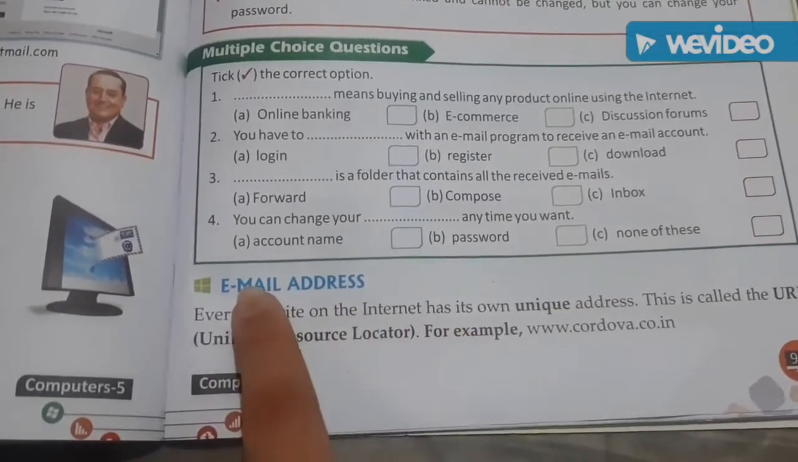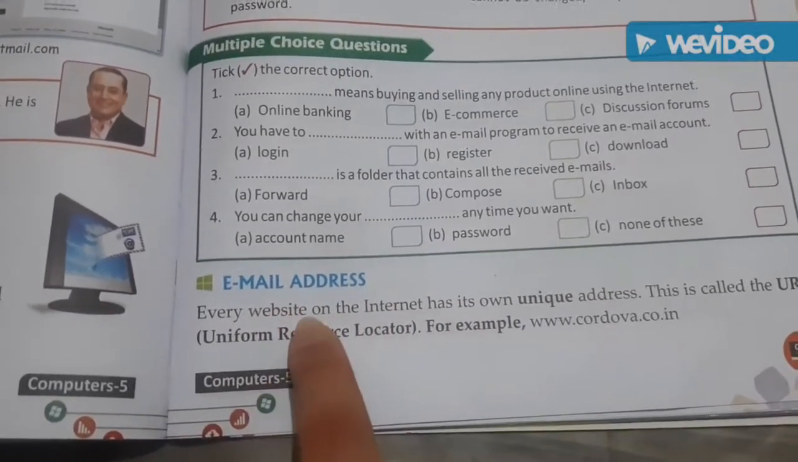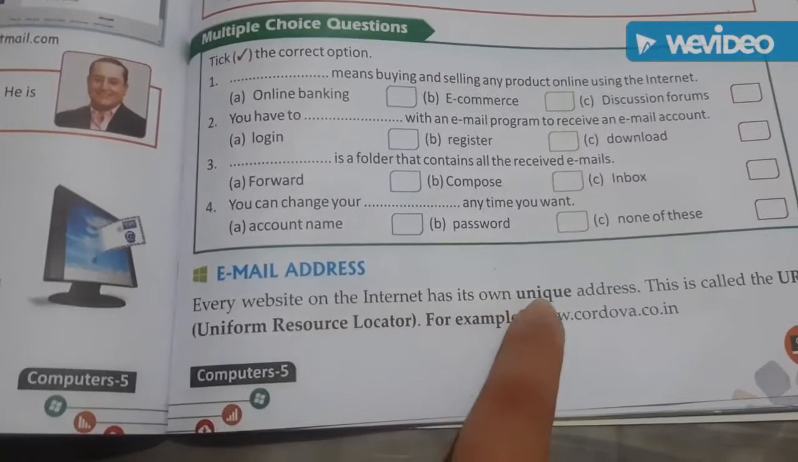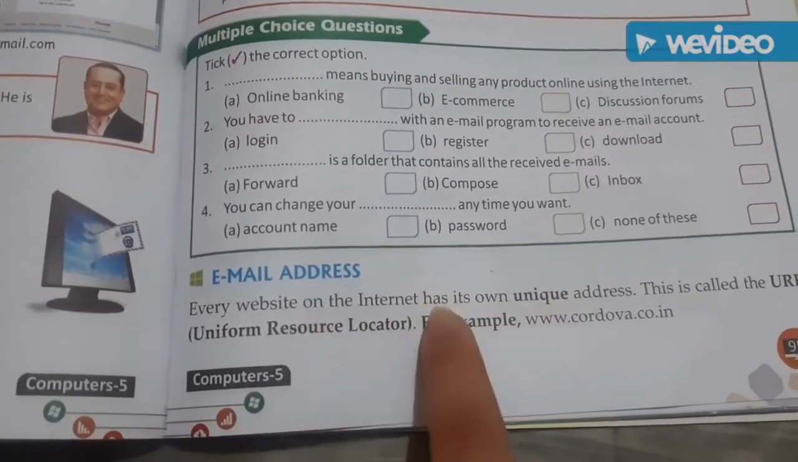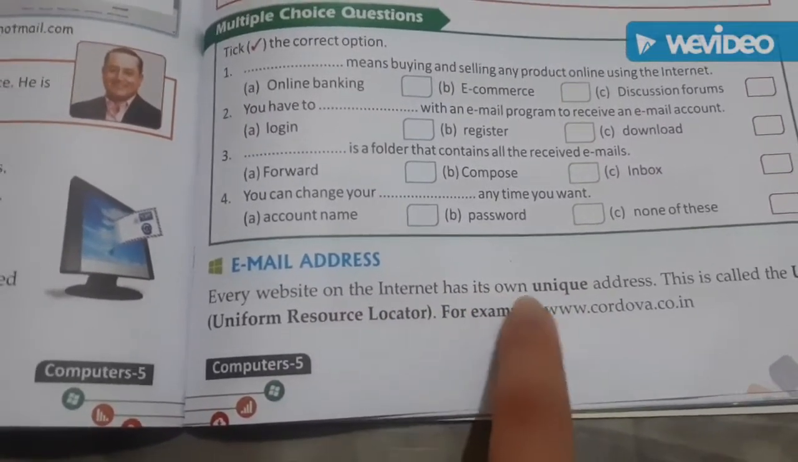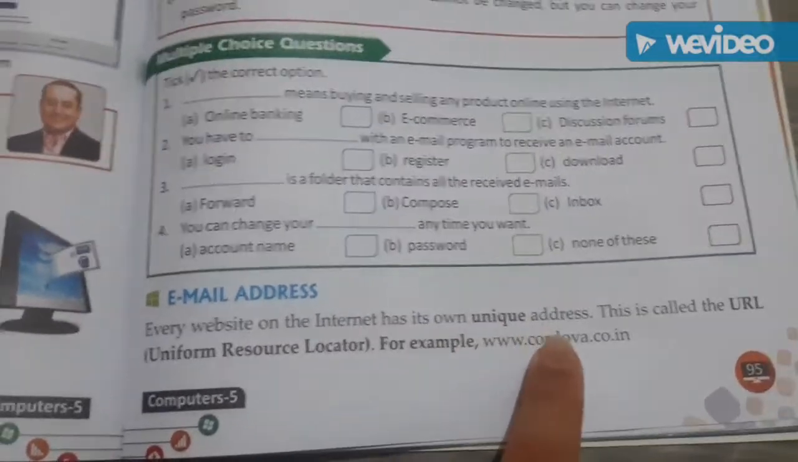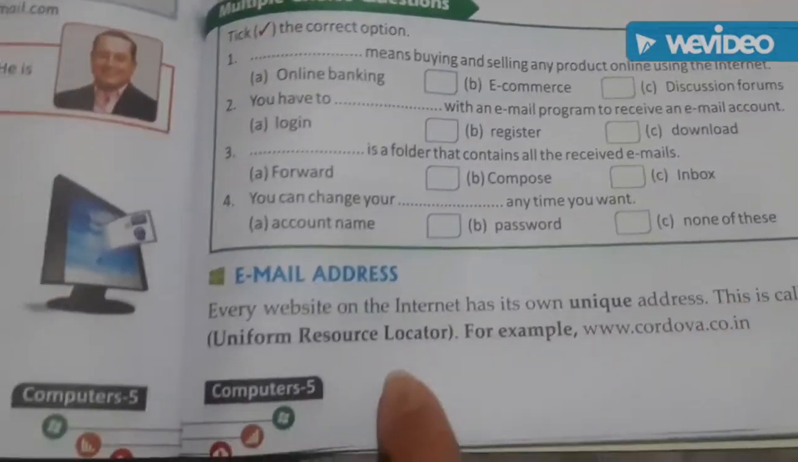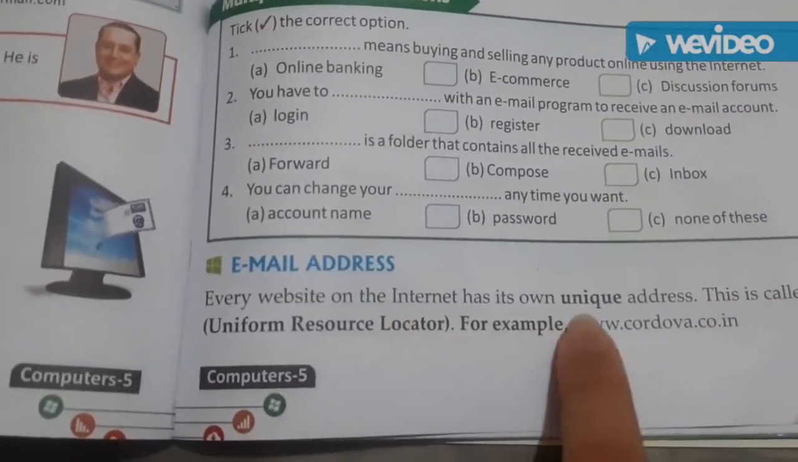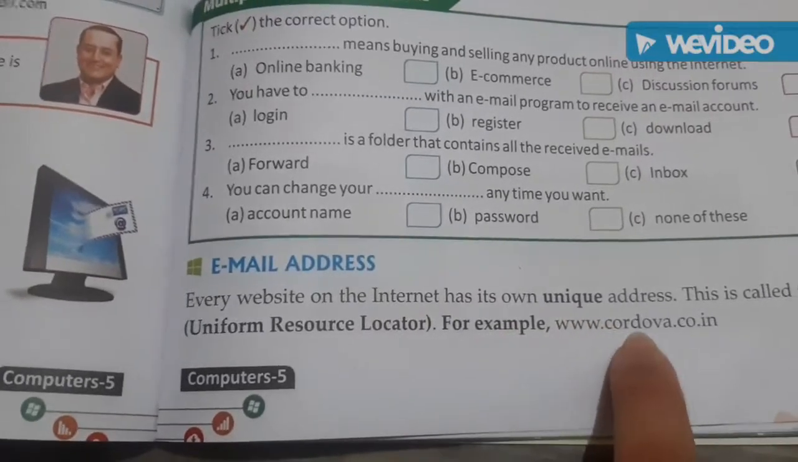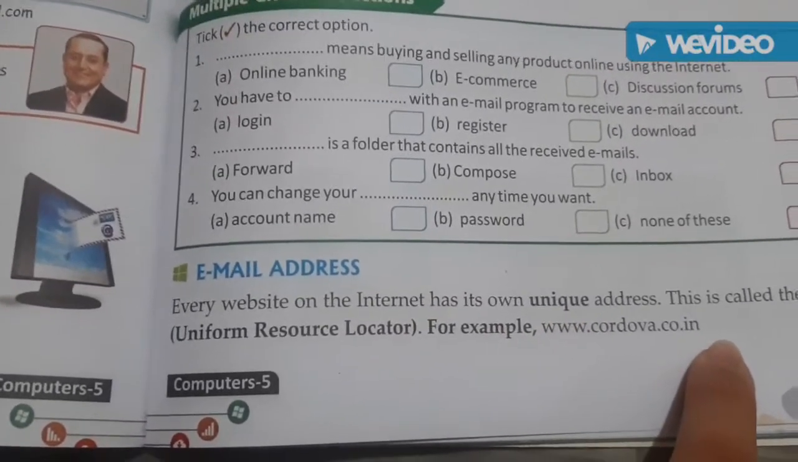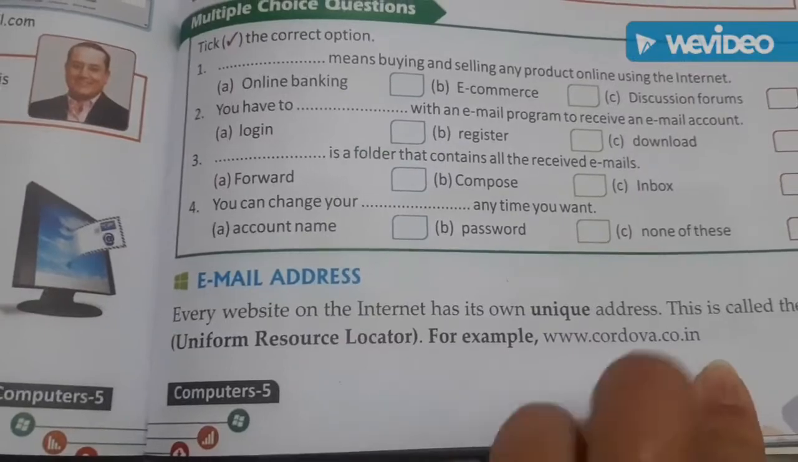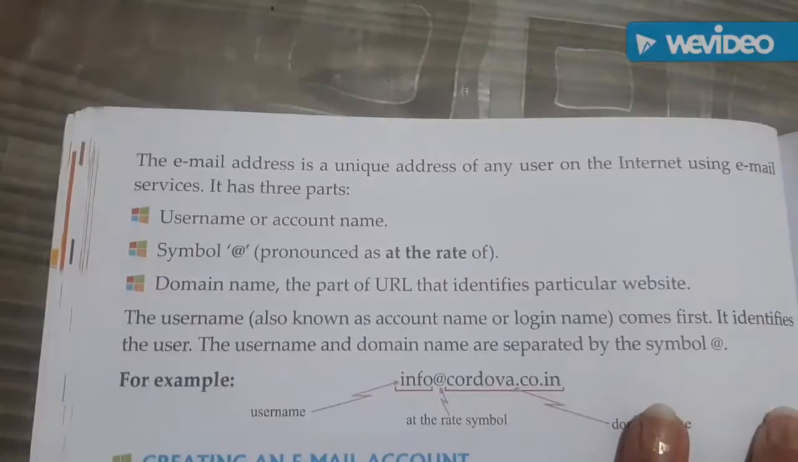The next one is email address. Every website on the internet has its unique address. Yes, each and every website has its unique address. This is called URL, the Uniform Resource Locator. For example, www.cordova.co.in is the address of the website.